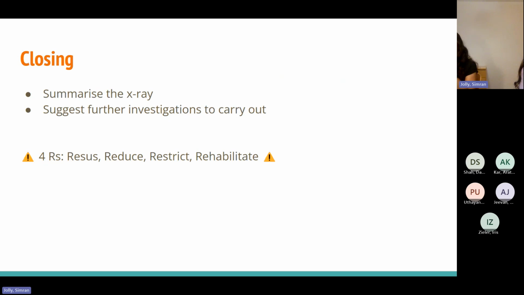Reducing means you're just putting the fracture back into whatever normal position it was in. Restricting the area is where you would put casts or braces on, and rehabilitating the patient, just getting the patient mobilized again.